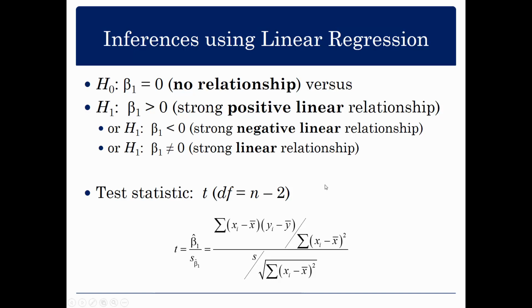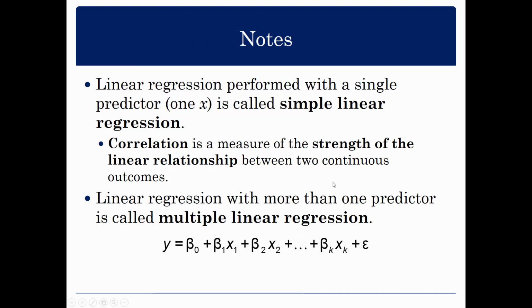The test statistic is a t. It's not the same t we saw before, but it's doing the exact same thing: what I observed in the data versus what I would expect if there's no relationship, and that t will measure that. The bigger the t, the more evidence we have that there is an association.